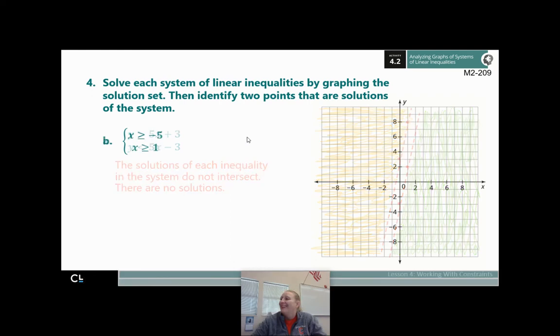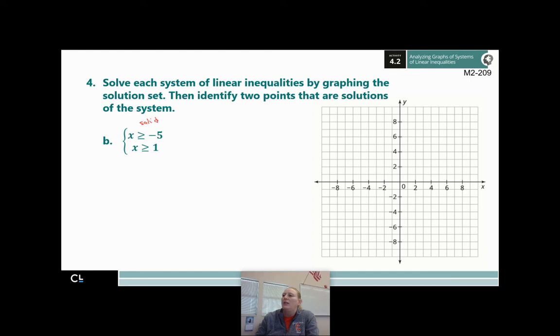All right. How'd you do on the other one? Was the other one a little trickier? It's not that bad. Let's start with this first one. I can see I've got a solid line going here because of that little half and equal sign. My boundary line is going to be x equals negative 5. So here is where x equals negative 5. I'm going to put a dot right there, and we're just going to make a solid line right through it.